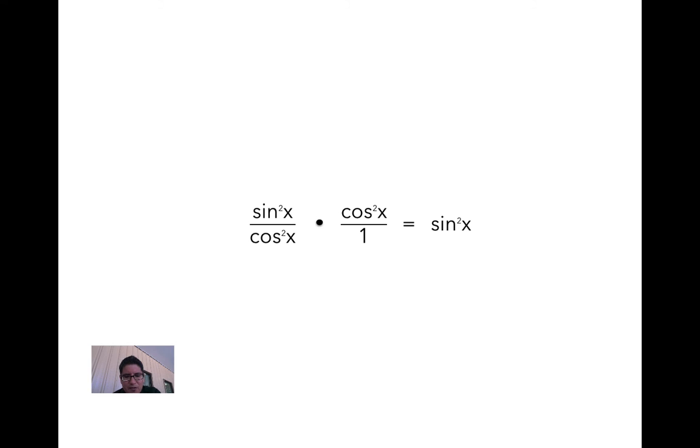There it is. As you can see here, with my multiplication problem, I can simplify this even further, and I can cancel out my cosine squared x terms, and I'm left with this. And as you know, anything over 1 equals itself, which means I have sine squared x, which equals sine squared x. Okay, well, I hope this helped, and good luck in your studying.